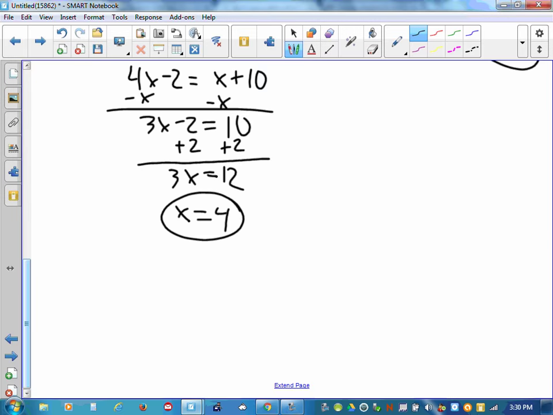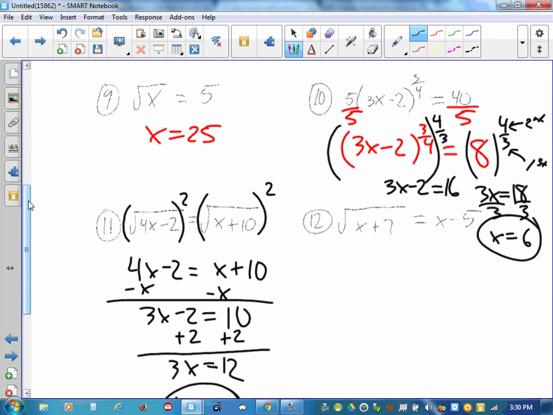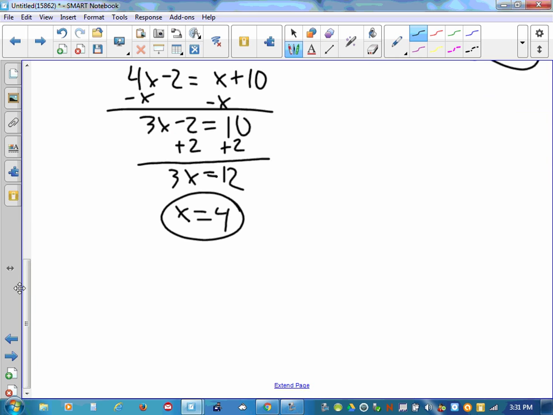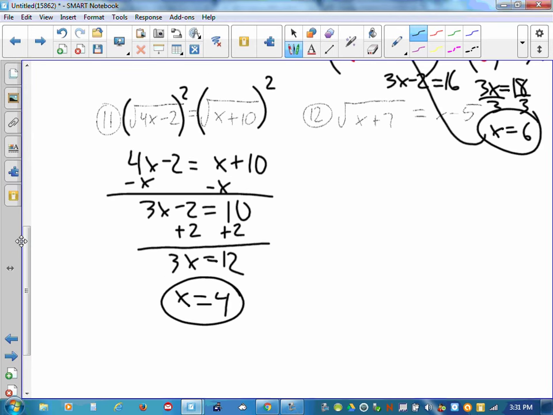All right. And basically, for all these, you want to make sure that the answer works because you're changing it into a new kind of equation. So number 9, if you put 25 back in, that would definitely give you 5. If you take the 6 and put it back in, that gives you 18 minus 2 is 16. 16 to the 3/4 power is 8, and then 8 times 5 is 40. And this one here, if I put the 4 back in, I would get the square root of 14, and then 4 times 10 is also 14. So it does work.